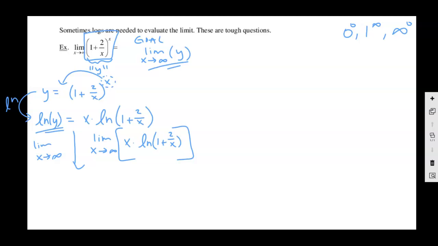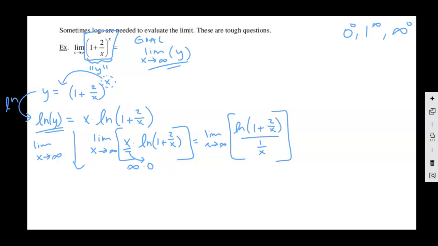If I tried to plug this in, you're going to get infinity times, let's see, 2 over infinity would be 0. 1 plus 0 is 1. ln of 1 is 0. Okay, so that's 0 times infinity. Gross. Don't like it. Let's combine it and rewrite it. So here what I'm going to do is take the limit as x approaches infinity, and I'm going to take this x and put it on the bottom. So I'm going to have ln of 1 plus 2 over x, and I'm going to have 1 over x on the bottom. Instead of multiplying by x, I'm going to divide by 1 over x, which is the same thing. Multiplying is the same thing as dividing by a reciprocal.